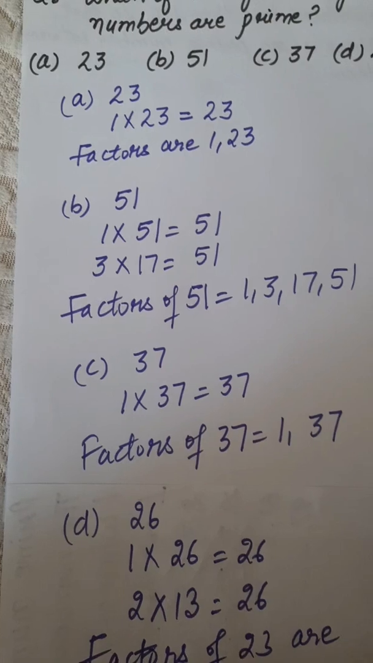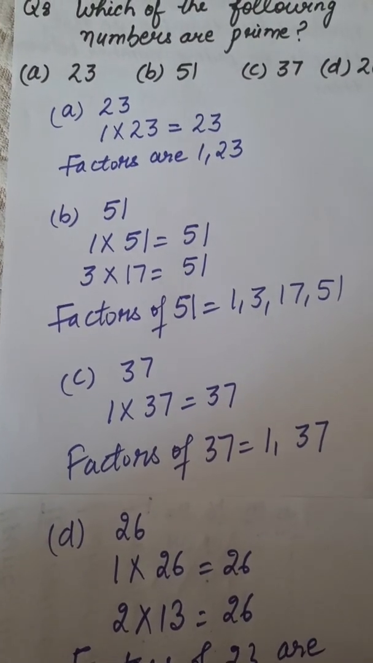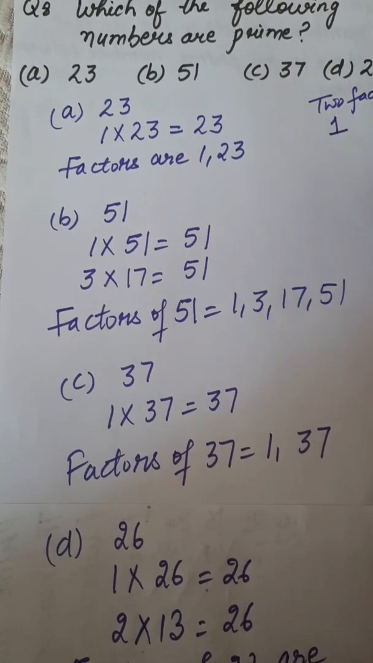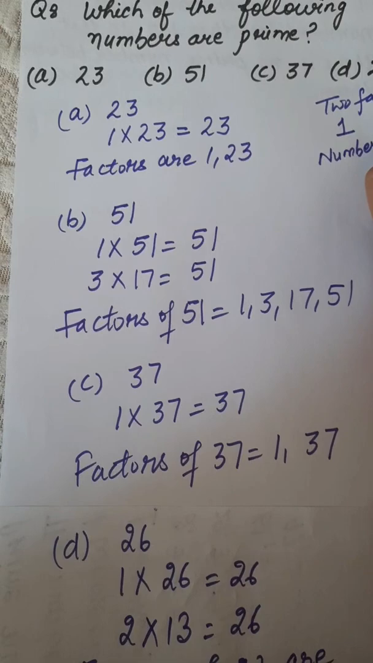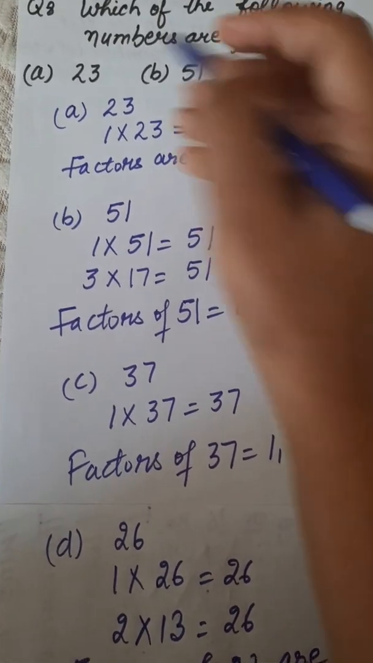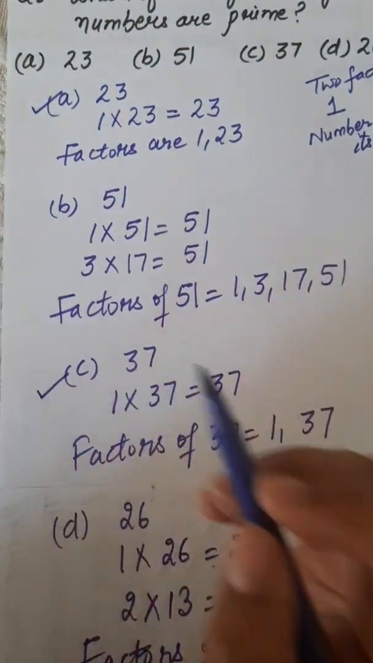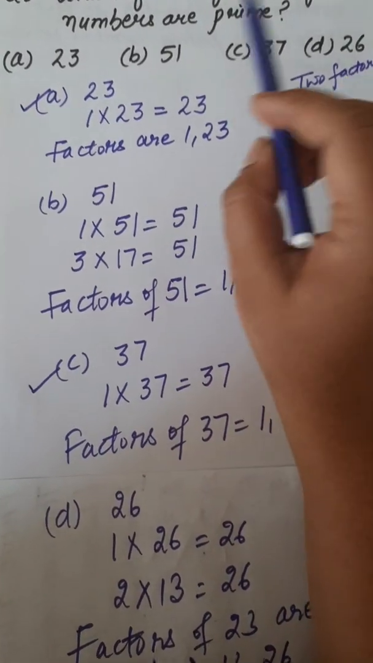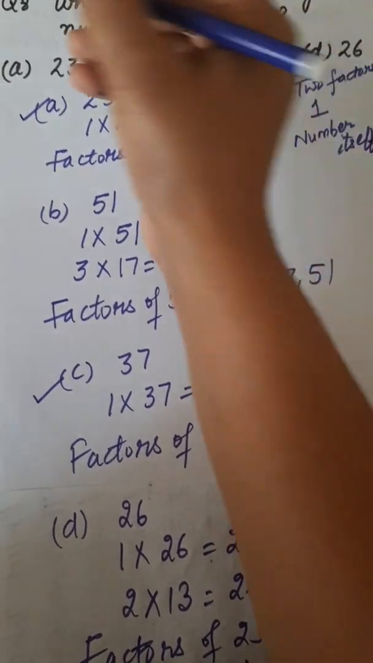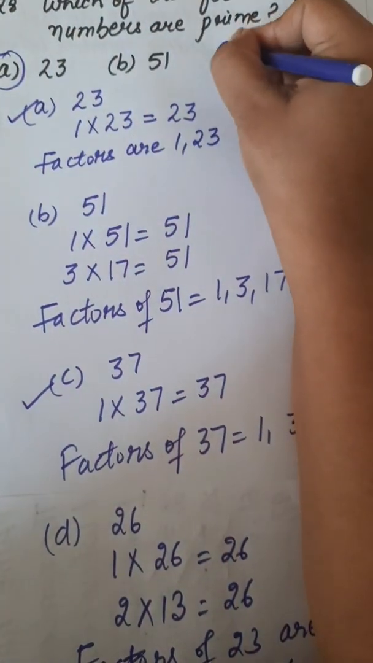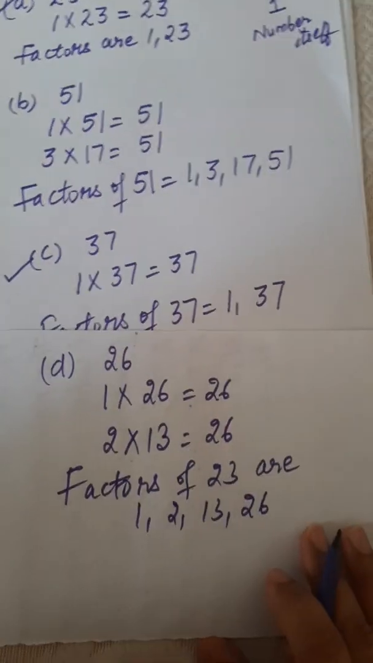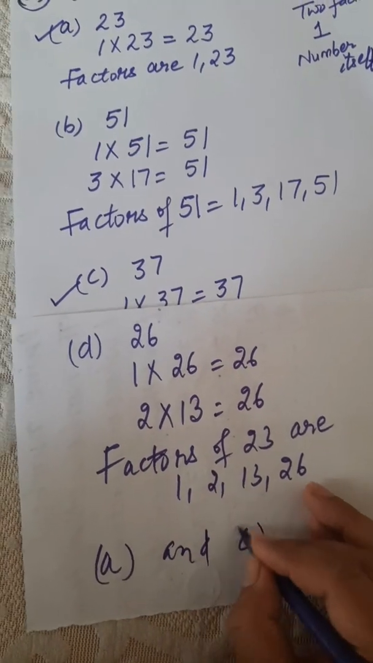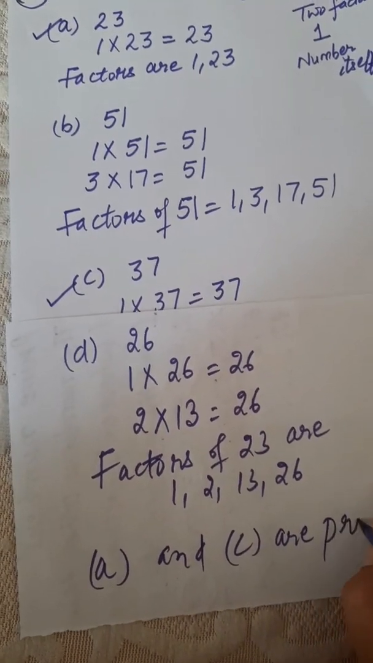As we know, prime numbers are the numbers which have only 2 factors. The first factor is 1 and the second factor is the number itself. So here we get A and C are the numbers which have only 2 factors, 1 and the number itself. As the question is which of the following numbers are prime, A and C are the prime numbers. So our final answer is A and C are primes.